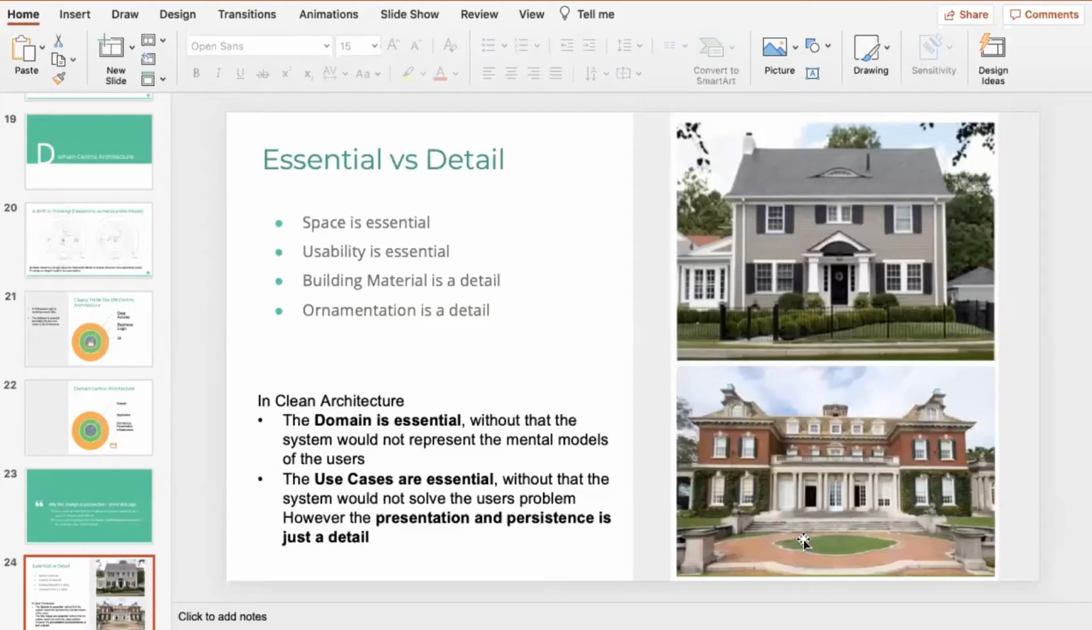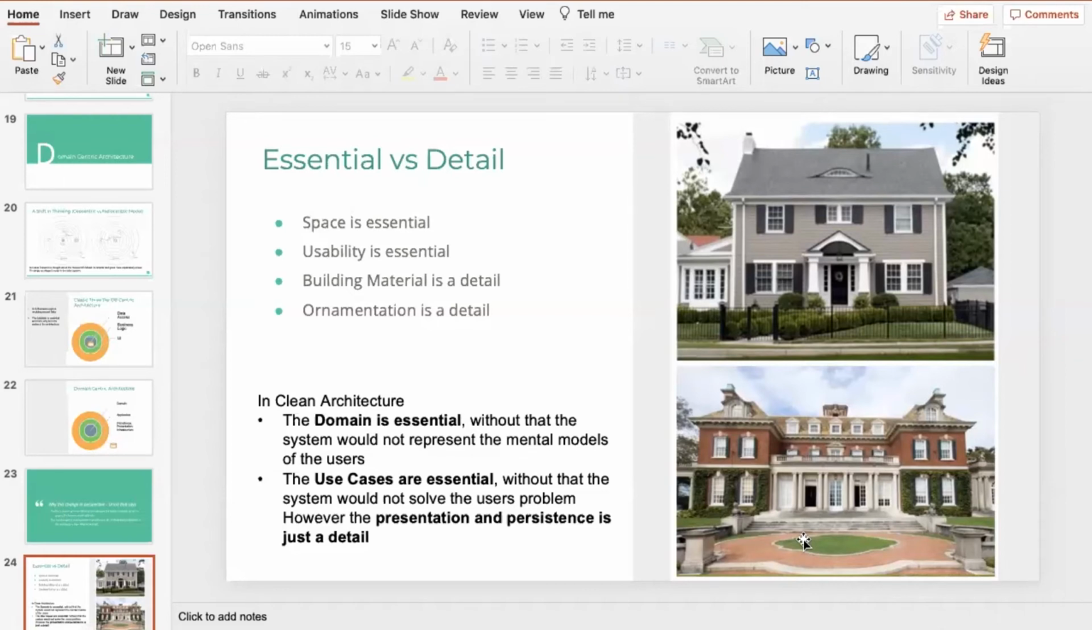If you look at this picture here, there are two houses that I represent, right? On the top, there is one house, on the bottom, there is one house. Both the houses serve the purpose because you would be able to live there. What is essential here is the space, because you need the space to live in. And the usability: you should be able to close the doors, lock the windows, open the tap. All of these are the essential aspects, and you should be able to use them.